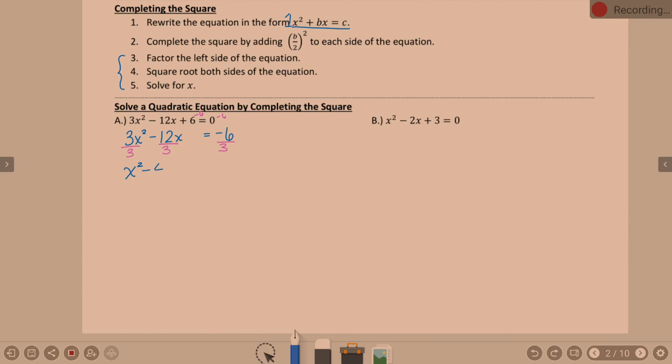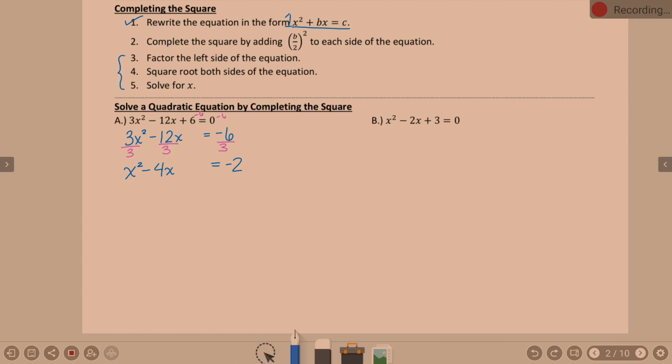So, what does this become after I divide everything by 3? Okay, x squared minus 4x. I'm going to leave a blank because I'm prepping for what I know is next. Equals negative 2. Are you guys with me? That was step 1, yes? Okay. I'm going to check off step 1 because I can erase mine. Okay, step 2.